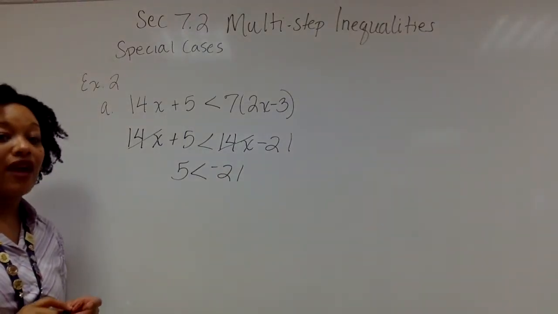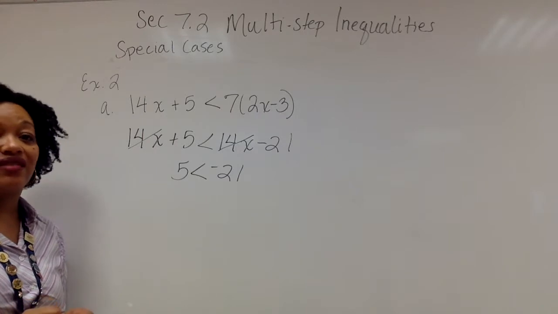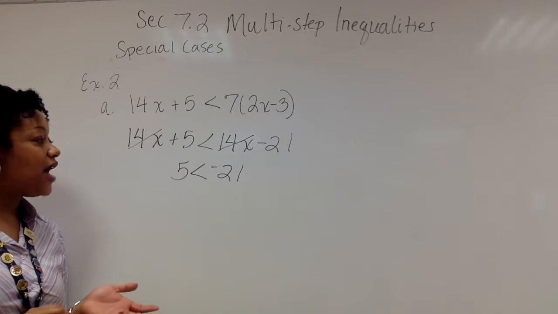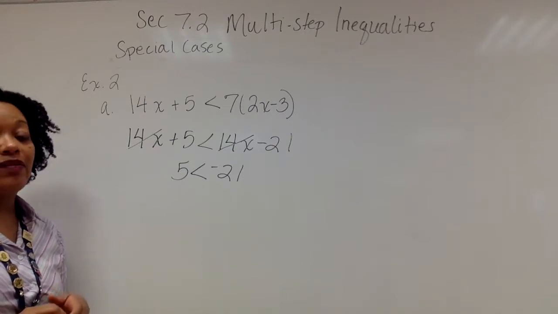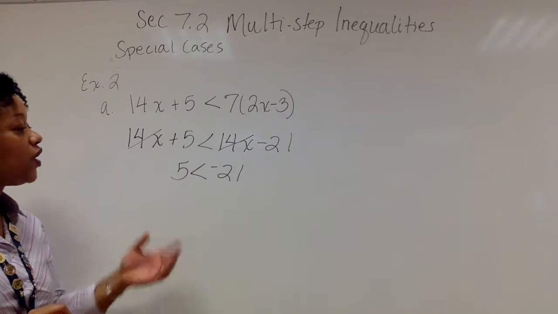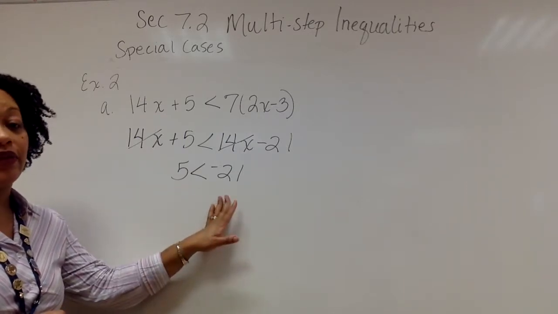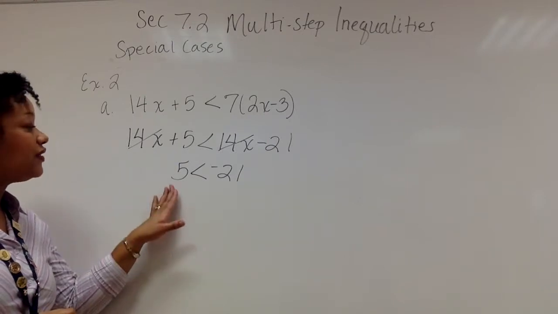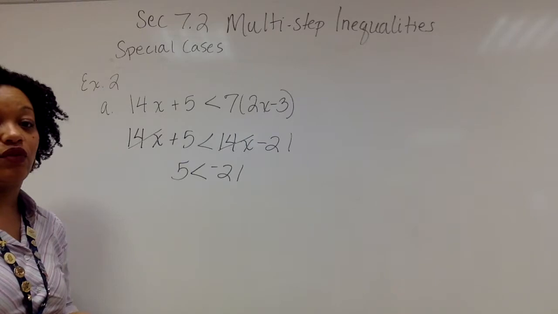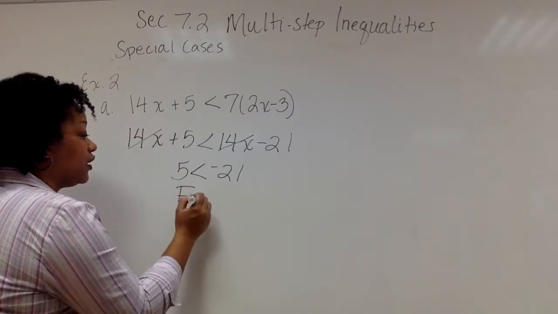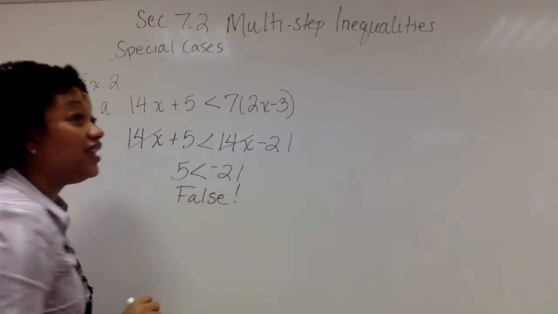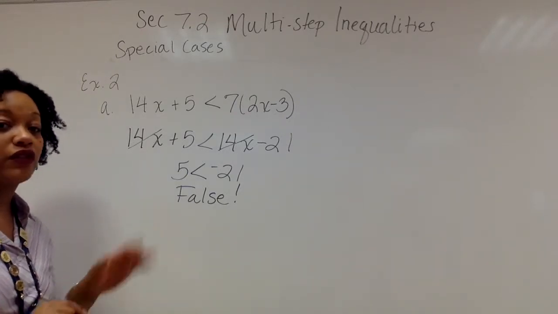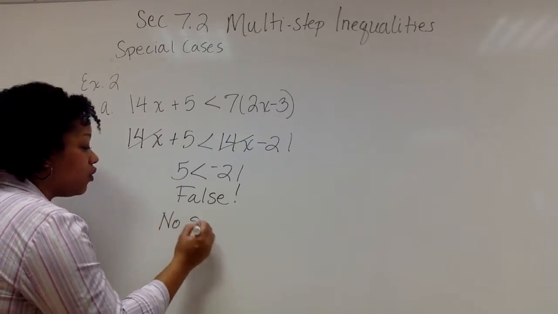And here's where you're going to have to use some of that 6th grade, 7th grade math, maybe even younger. It tells you that 5 is less than negative 21. You need to be able to tell me if that's true or false. Well, first of all, you got a positive number and a negative number. A positive number is always greater than a negative number. So if this is saying 5 is less than negative 21, that has to be false, because a negative number is never greater than a positive number. So because this inequality is false, then you would write no solution.